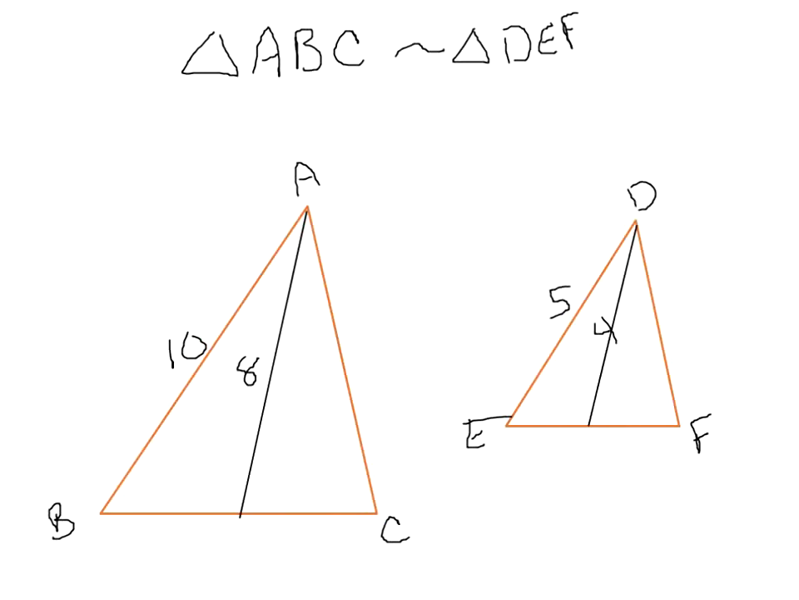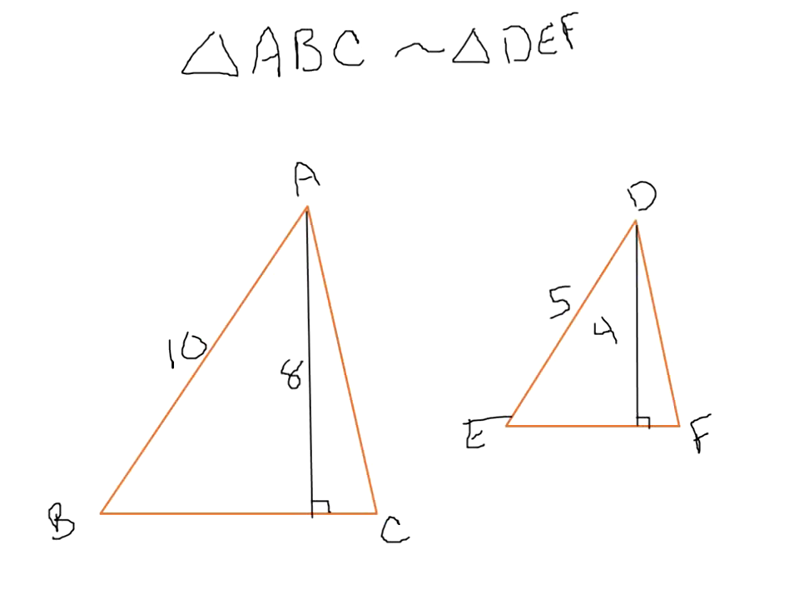Then last but not least, the problem would look exactly the same if I straighten this up and turn it into an altitude. Those will be in proportion also. So if I give them the same numbers, the problem looks exactly the same. 10 over 5 equals 8 over 4.